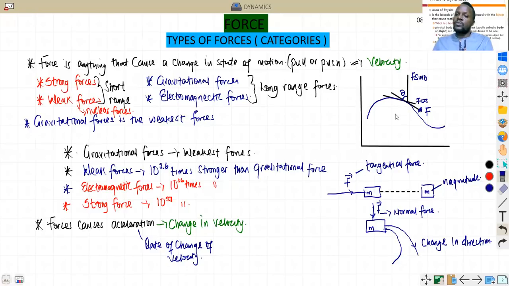So what am I trying to say in a nutshell? I've talked about this in kinematics. The force that is responsible for a change in direction is F sine theta, change in direction. And the one that is responsible for change in magnitude is F cos theta, change in magnitude. Why this is important, my dear student, is because of some questions that we ask.